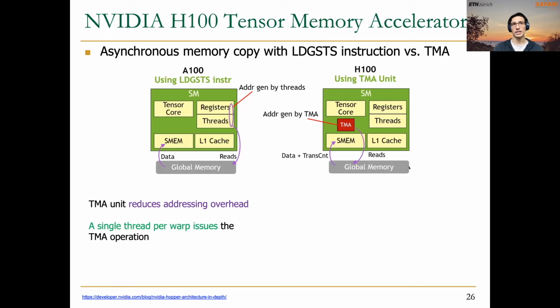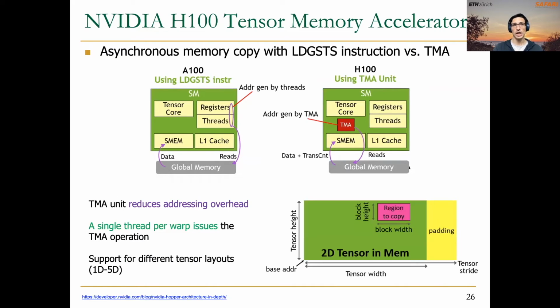Only a single thread per warp is needed to issue the TMA operation, and this TMA operation supports different tensor layouts from 1D to 5D. There are not many details yet about how this is performed, but what we can see is that because the organization of the tensor, given its dimensionality from 1D to 5D, is known in advance, it's just necessary to know one base address plus the tensor height and the tensor width. These are the parameters that I can guess the single thread per warp is sending to the TMA unit, and inside this TMA unit it is possible to calculate the exact bounds of the region that is going to be copied in every cycle.